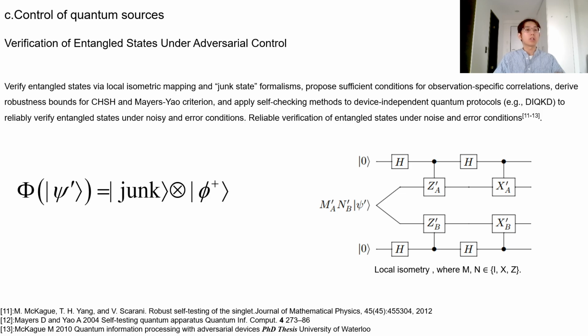That means we need verification of the entangled state under adversary control. Because if the source of the entangled state is controlled by an eavesdropper, DIQKD needs additional mechanisms to verify the validity of the entangled state.